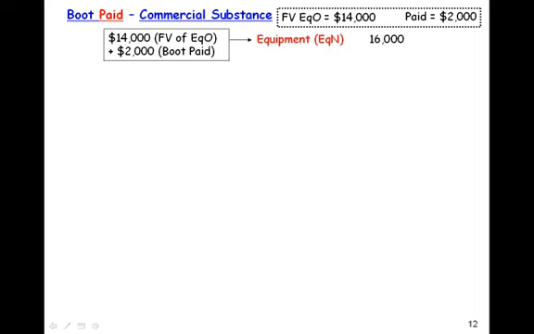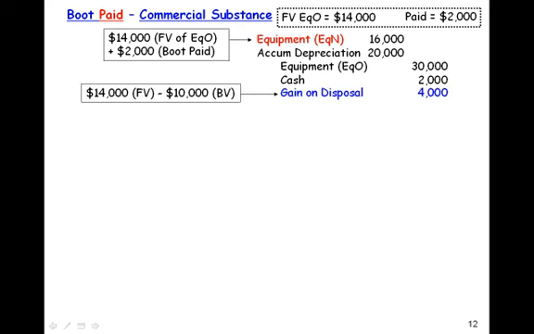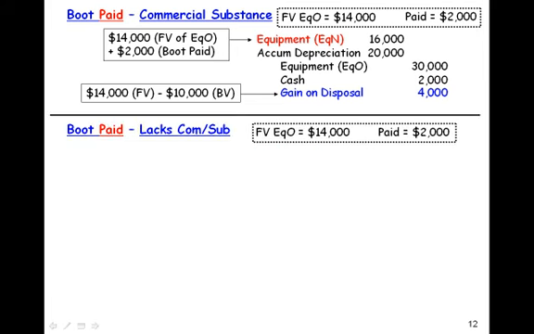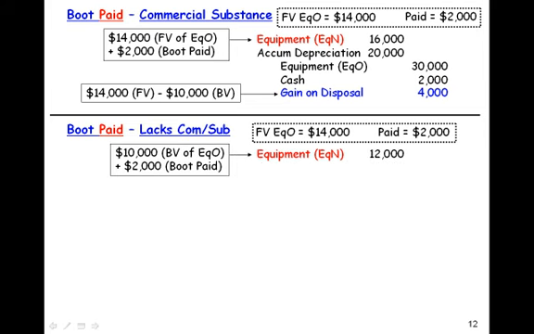The new equipment is recorded at the fair value of the old asset plus the boot paid. Cash is credited, and the old costs and accumulated depreciation are taken off the books, and the gain of $4,000 is recorded. The facts are the same in the next exchange, except that it lacks commercial substance. The new equipment is recorded for the same book value as the old equipment plus boot paid, and the remainder of the entry is the same except for the gain.